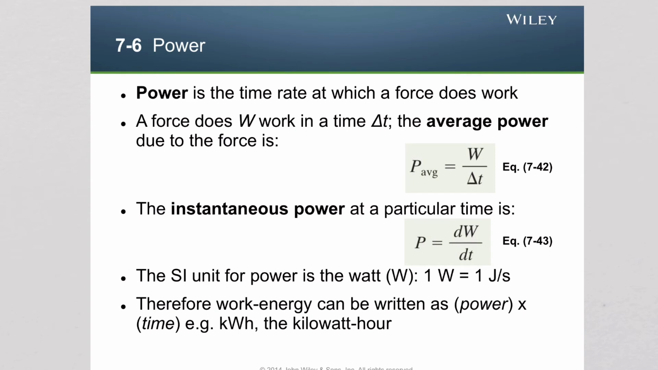A force does work W in an amount of time delta T. So if I take the ratio of the work done to the amount of time necessary to do that work, that defines the average power due to the force. The average power is, again, the work divided by the time it took to do that work.